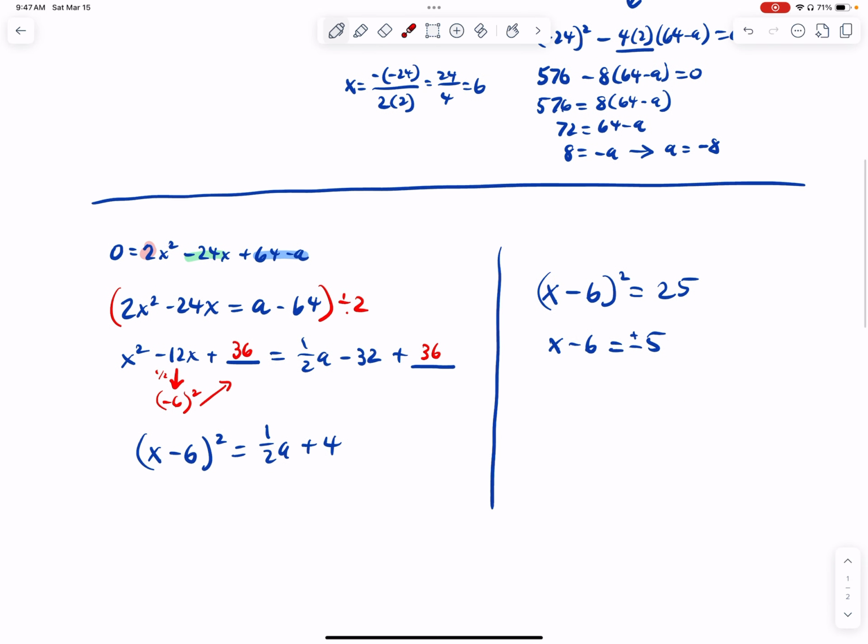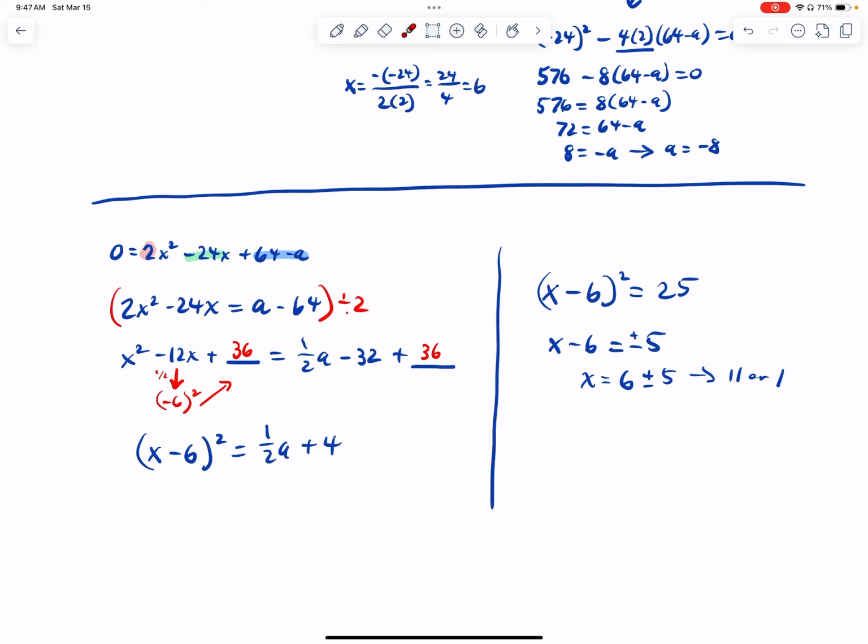Okay, and then if I add the 6 over, x is equal to 6 plus or minus 5. There's two solutions here. One is 6 plus 5, which is 11, or the other one is 6 minus 5, which is 1. I would make this quantity equal to 25 if x is equal to either 11 or 1. So 11 minus 6 is 5, 5 squared is 25. 1 minus 6 is negative 5. Negative 5 squared is also 25.